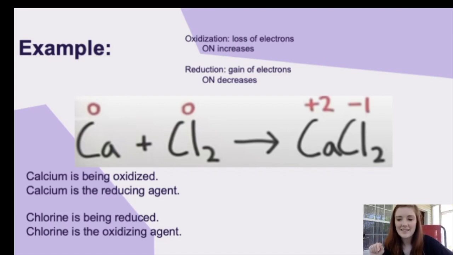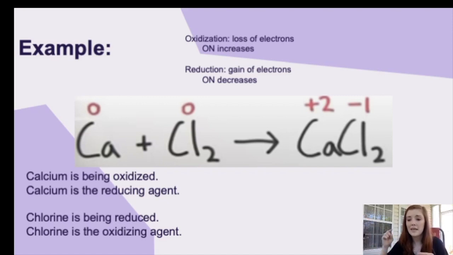So in this case, at this point of the problem, we can figure out that calcium is being oxidized because when we look at calcium's oxidation number from the left of the arrow to the right of the arrow, the oxidation number is increasing. What does that mean is actually happening? There's a loss of electrons happening. So calcium is actually giving up 2 electrons. So calcium itself is being oxidized because it's losing electrons. Its oxidation number increases from 0 to +2.